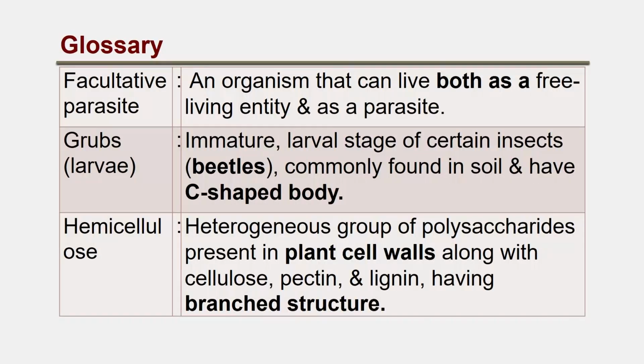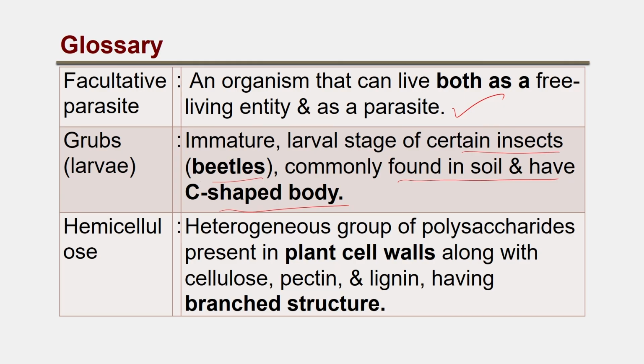Now glossary. Facultative parasite: an organism that can live both as a free living entity and as a parasite, that is called a facultative parasite. Grubs are actually larvae or caterpillars which do not have legs. So, immature larval stage of certain insects, particularly beetles or coleopterous insects, commonly found in soil and have a C-shaped body. So white grub, many of you might be knowing.